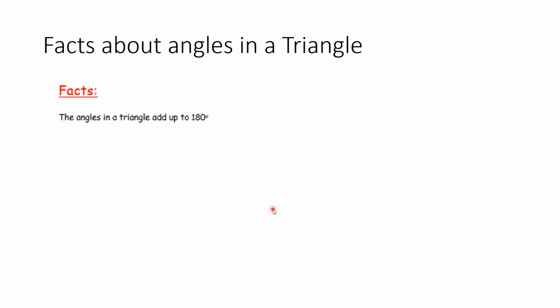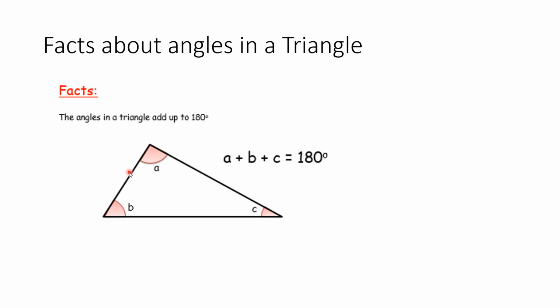So a couple of facts about angles in a triangle. The angles in a triangle add up to 180 degrees. So all 3 angles inside your triangle will always add up to 180 degrees. So the diagram I have here, I have angle A, B and C. All 3 angles inside our triangle, and an equation to write it is that A plus B plus C is equal to 180.